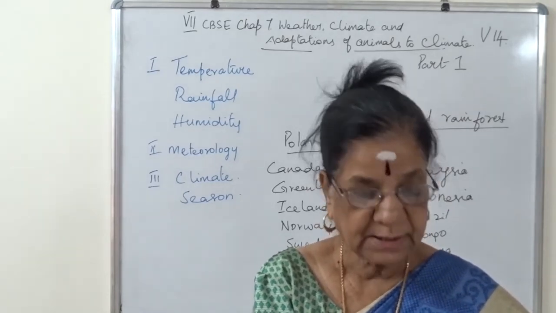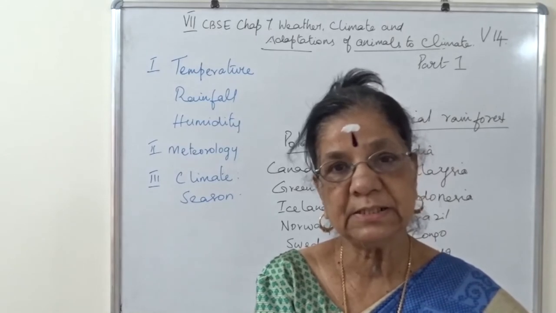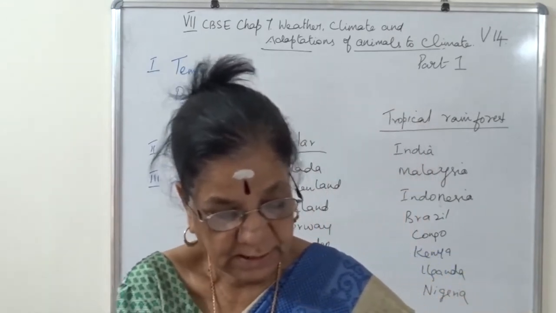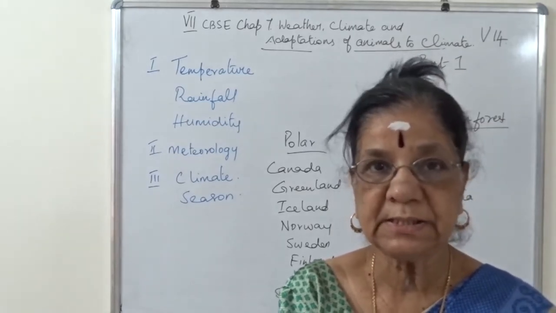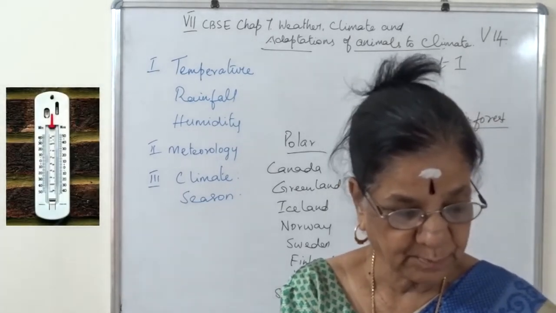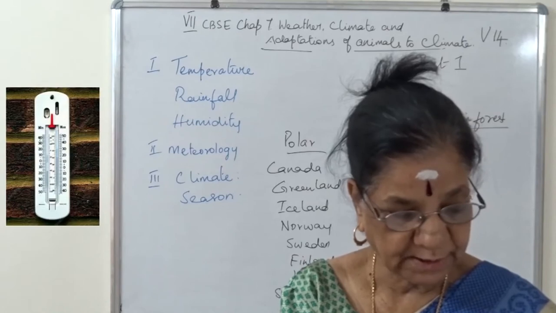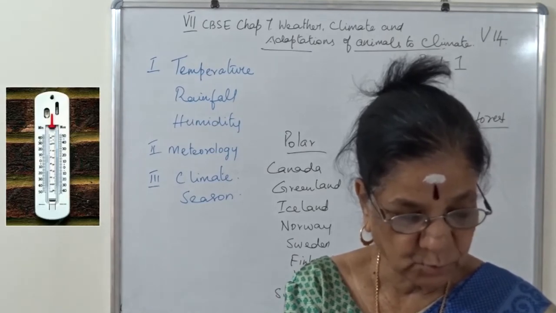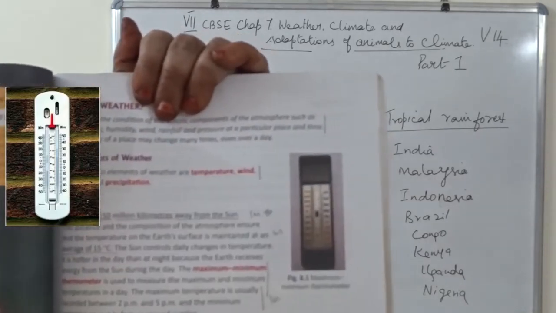It is hotter in the day than at night because Earth receives energy from the sun during the day. This is one more question, follow this. Daytime is hotter than nighttime because Earth receives energy from the sun during the day. Then the maximum minimum thermometer is used to measure the maximum and minimum temperature. The maximum temperature is usually recorded between 2 and 5 p.m. and minimum temperature is just before or around the sunrise. So it's the maximum minimum thermometer.